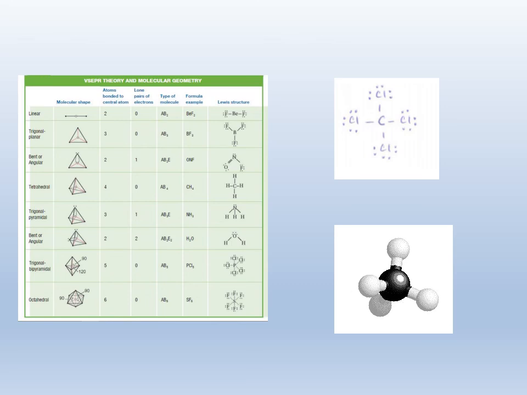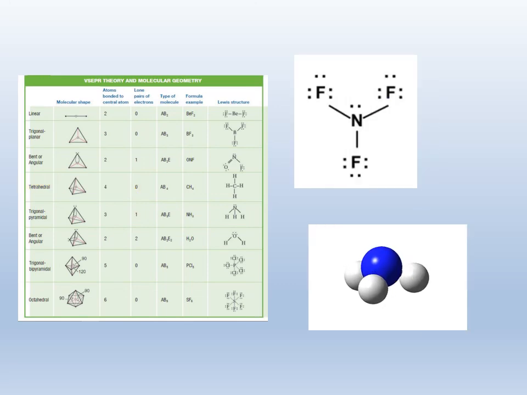Next one, CCl4. So carbon has 4 atoms attached to the center and no dots on the center. It is a tetrahedral. Now, these shapes are not the only shapes that exist. These are just the most common ones and the only ones you need to know. There are other shapes that things take. You just don't need to worry about them. And then a few more.